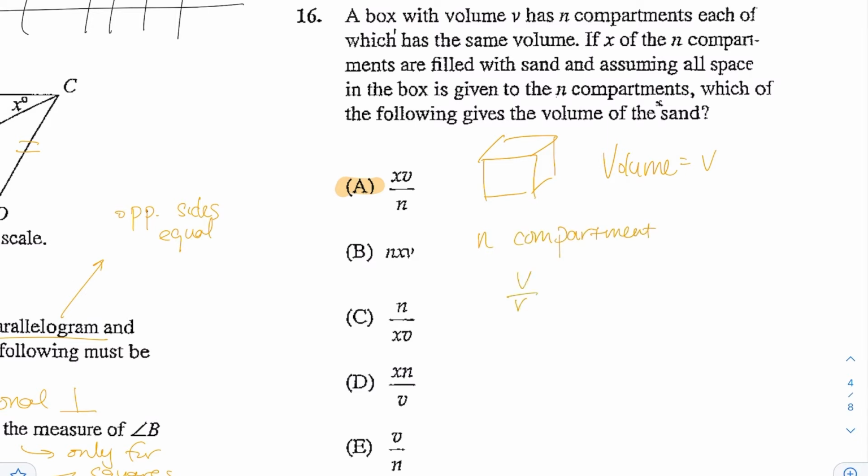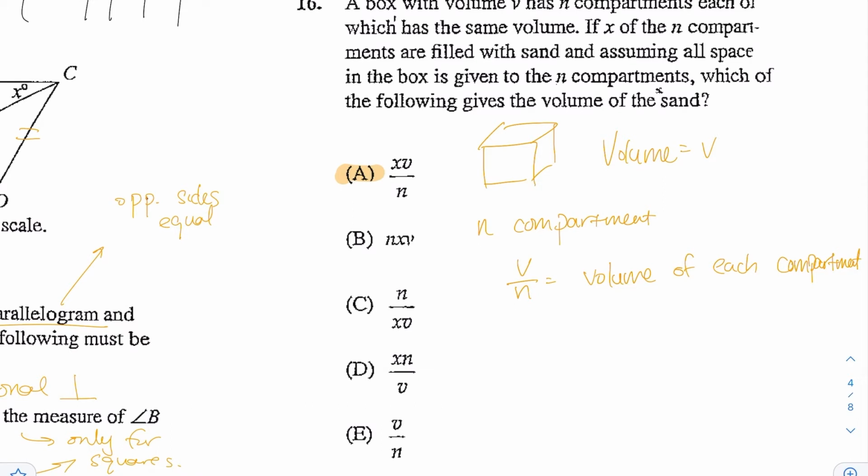So V divided by n will be equal to the volume of each compartment. You have the total, so you want to divide to get the individual volume. Now, x of the compartments have sand. So if you have n compartments, x of them have sand, that means that n minus x of them have no sand. So what you really want to do is figure out the space that is filled with sand.